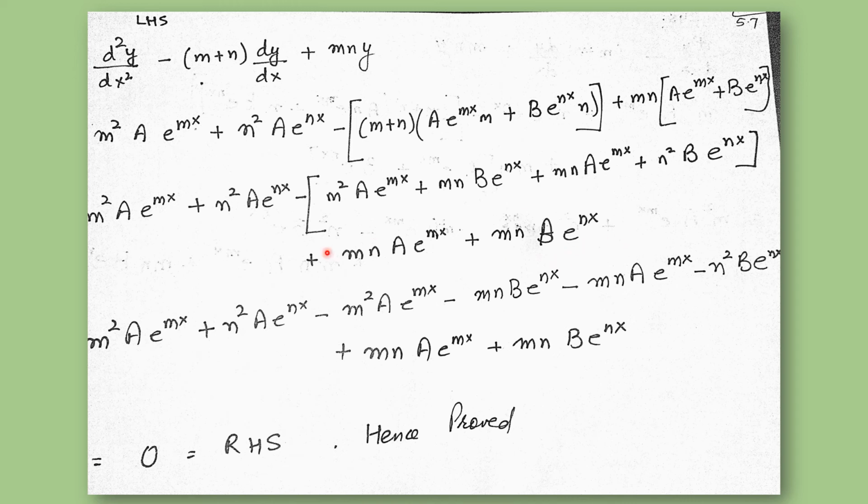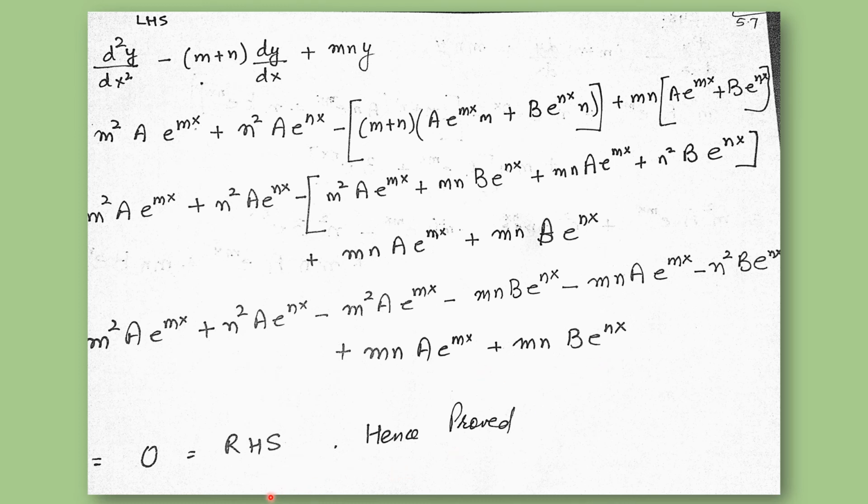Very simple. Now this minus is there and you please open this whole bracket. You will get m square a e power mx plus n square b e power nx minus m square a e power mx minus mn b e power nx minus mn a e power mx minus n square b e power nx minus mn a e power mx minus mn b e power nx.